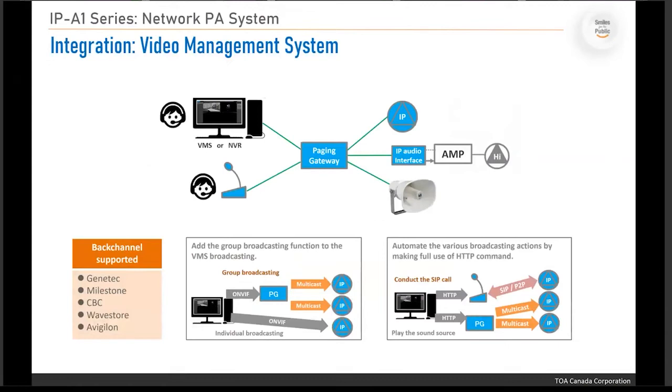ONVIF is a protocol that supports audio back channels, so we can send an ONVIF signal to the paging gateway to convert it into multicast, which adds a multicast capability, meaning group broadcasting, to the VMS. The supported VMS as of today, though our headquarters is working hard on adding more, are 5: Genetec, Milestone, CBC, WaveStore, and Avigilon.